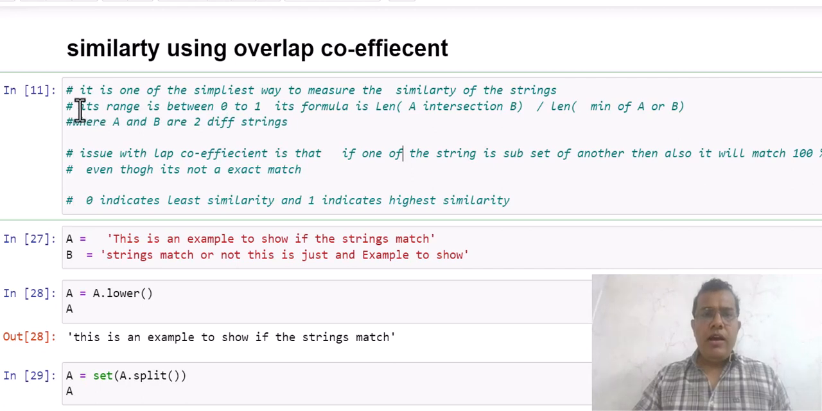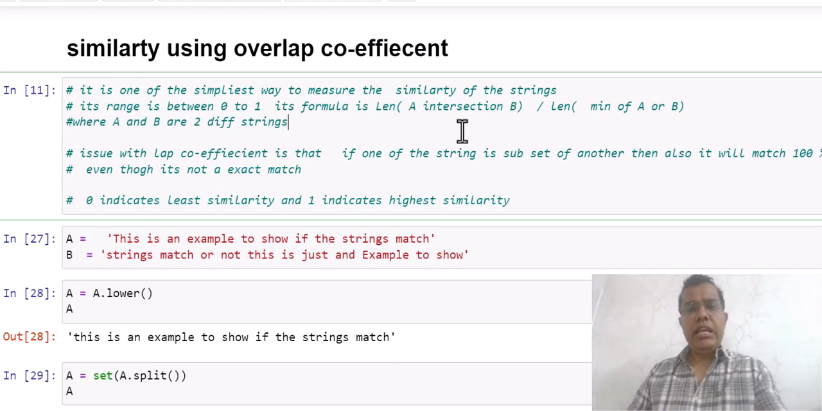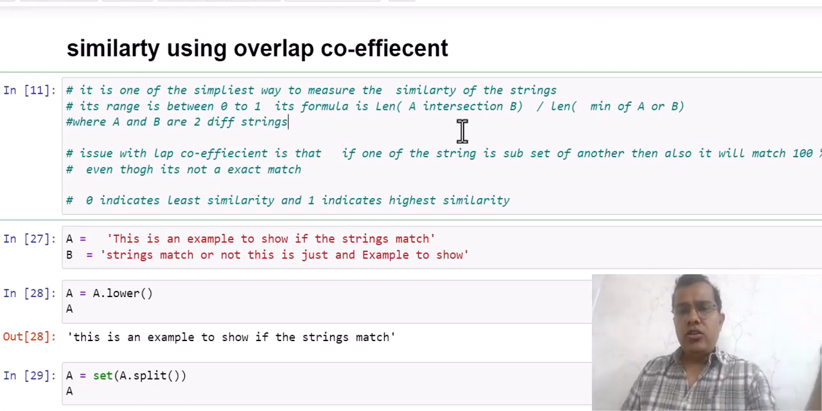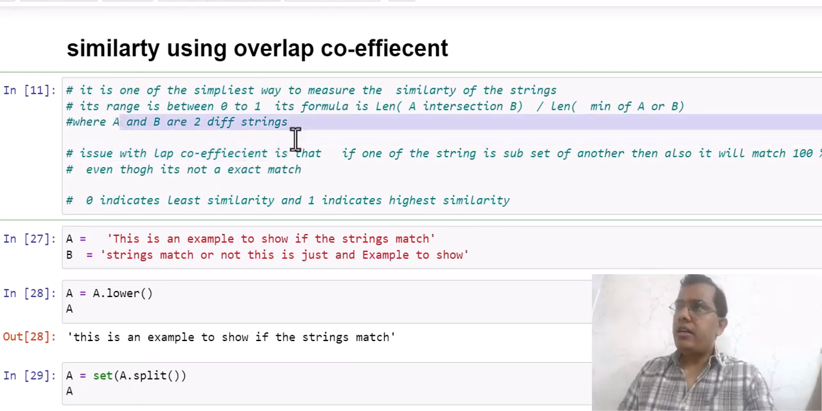The formula or the logic it uses is len of A intersection B upon len of minimum of A or B. So basically, we find the intersection between A and B, take the length of that intersection and divide it by the length of A or B, whichever is less, where A and B are two different strings.